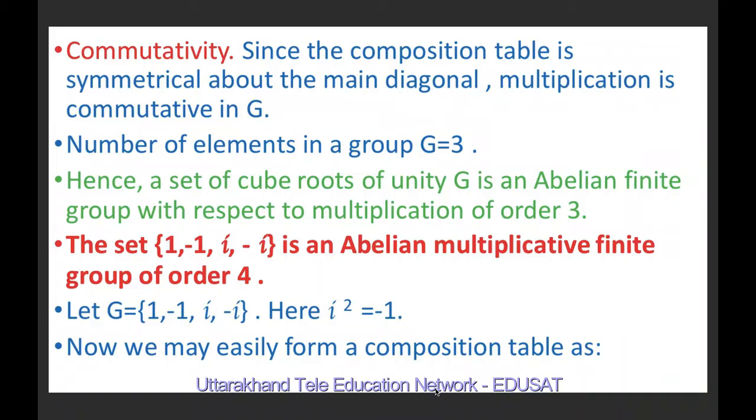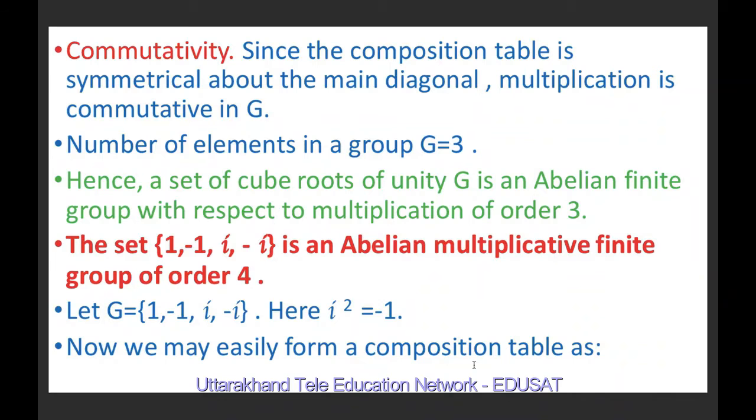Now, we will discuss one more example so that you clearly understand how to construct a composition table. In this example, we consider the set 1, minus 1, iota and minus iota, and try to find out whether it is a group or not. If it is a group, is it abelian or not? Let's denote this group by G. So G is equal to 1, minus 1, iota and minus iota. Here iota square is always equal to minus 1.